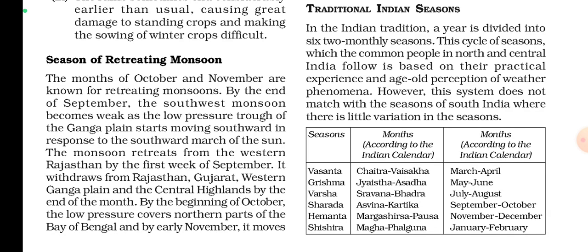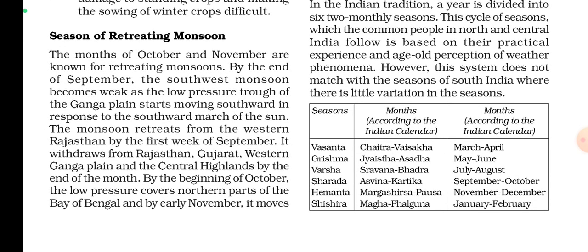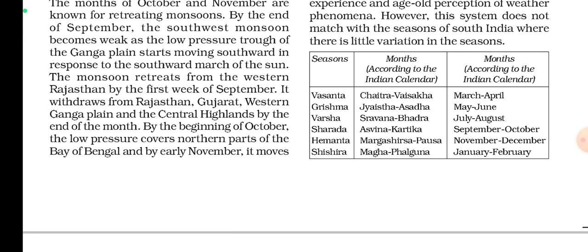Traditional Indian monsoon. In the Indian tradition, a year is divided into two-monthly seasons. This cycle of seasons which common people in north and central India follow is based on their practical experience and age-old perception of weather phenomena. However, this system does not match with the seasons of South India where there is little variation in the seasons. So you can say the seasons are Basanta, Grishma, Barsha, Sharad, Hemanta and Sisira.